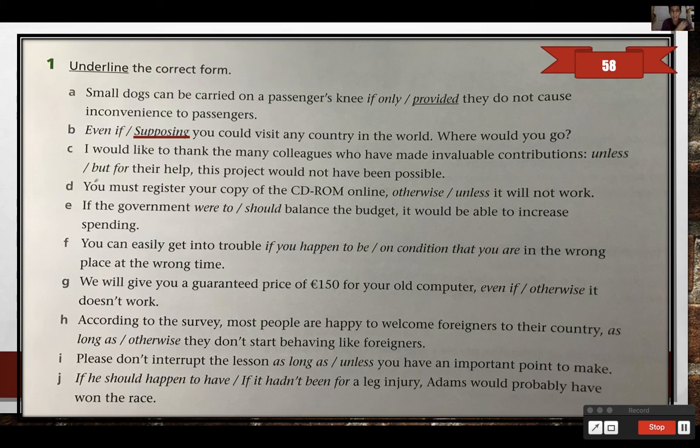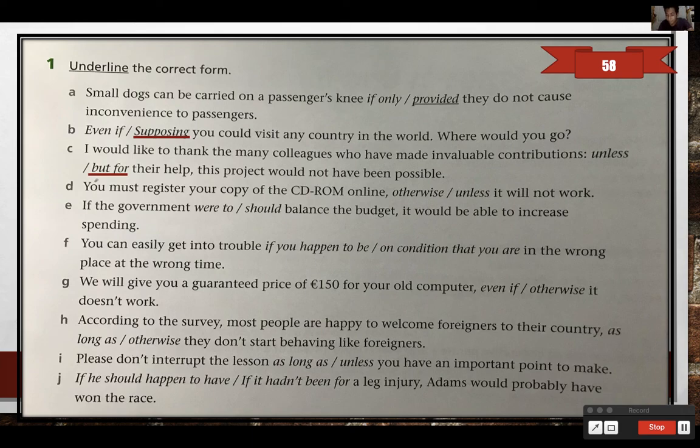I would like to thank the many colleagues who have made invaluable contributions, unless or but for their help. But for their help, this project would not have been possible, or unless their help, this project would not have been possible. What do you think is the correct answer? Unless or but for? Excellent, but for their help. Letter D.